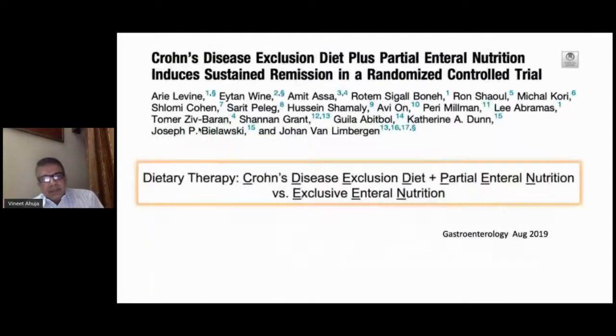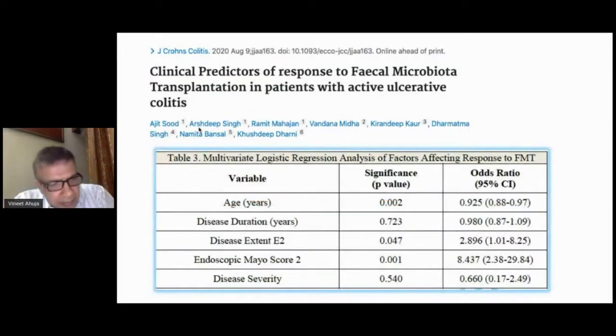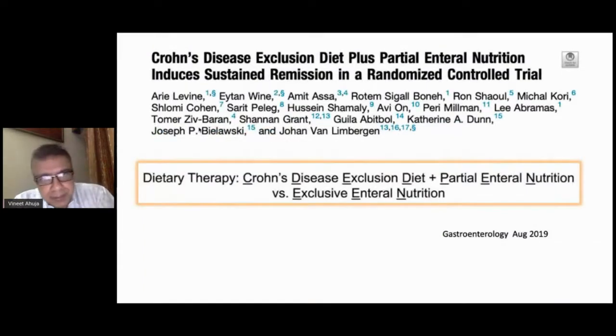In fact, we recently completed a network meta-analysis of FMT versus biologics, which showed that for mild to moderate ulcerative colitis, FMT seemed to be as good as infliximab or adalimumab. So that is again a very interesting piece of data.